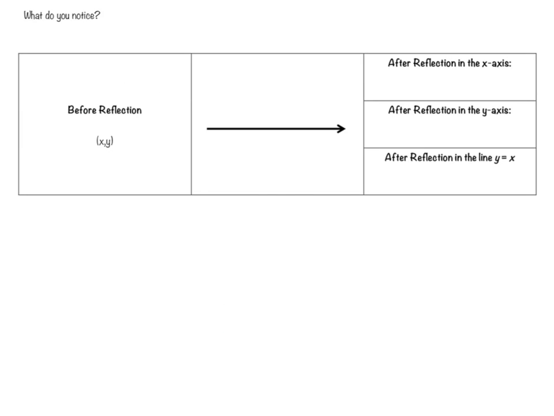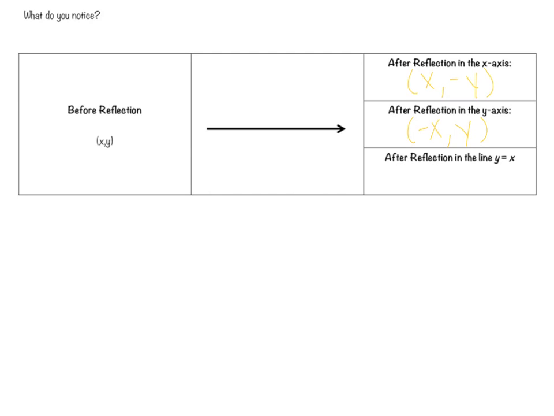So before the reflection, (x, y), and after the reflection in the x-axis, it became (x, -y). So the x did not change. Then after the reflection in the y-axis, the y did not change, but the x became opposite. But then we need to talk about the reflection in the line y equals x.